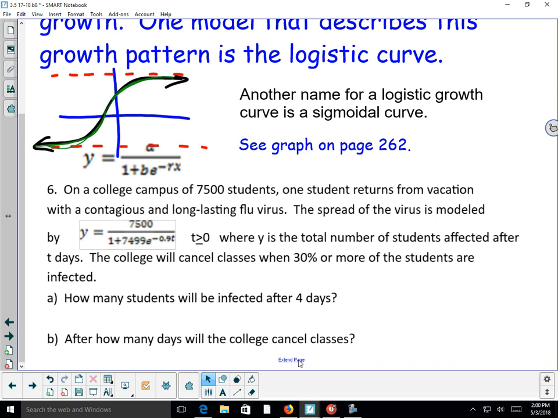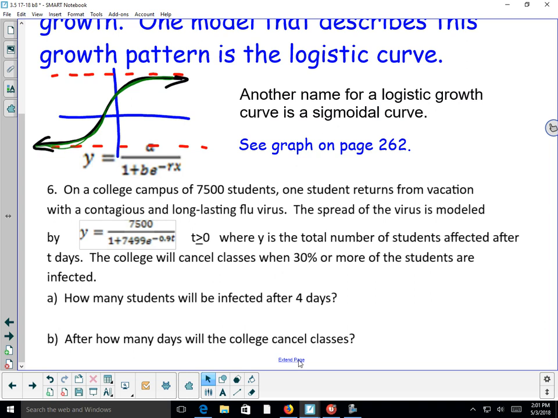It says on a college campus of 7,500 students, one student returns from vacation with a contagious and long-lasting flu virus. The spread of the virus is modeled by this equation, where t is greater than or equal to 0, y is the total number of students affected by this virus, and t is the number of days. The college is going to cancel classes when 30% or more of the students are infected. So how many students will be infected after 4 days, and after how many days will the college be forced to cancel classes? Let's start with part A.